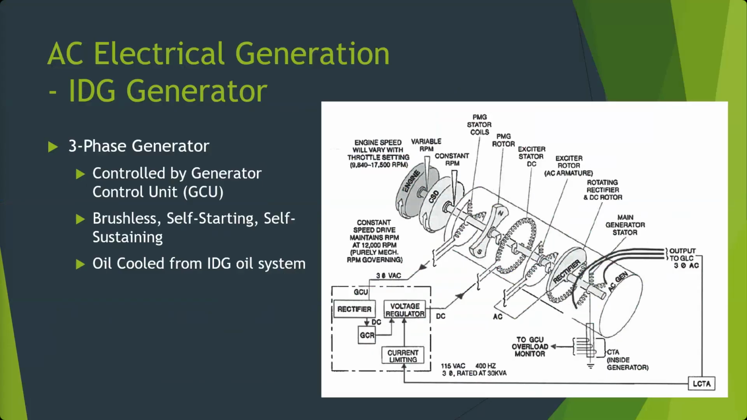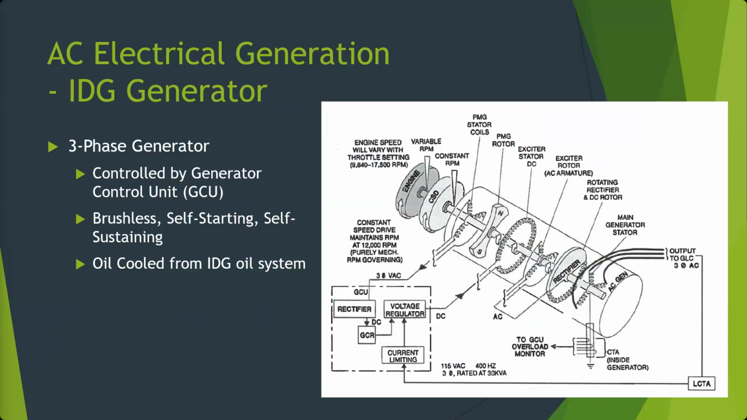I'm blacked out. But you can see there are a whole bunch of commutators and exciters and magnets in here. So here's kind of just showing that. There's the engine with variable RPM to our constant speed drive, putting out a constant RPM. And now we look inside of here and you've got all kinds of things going on.